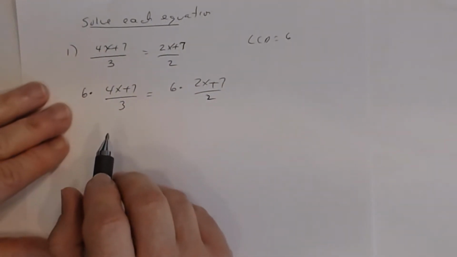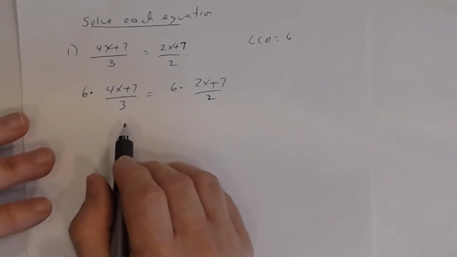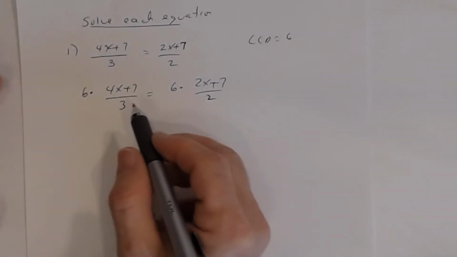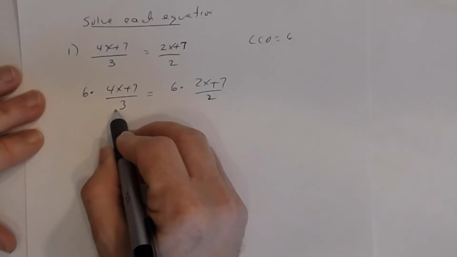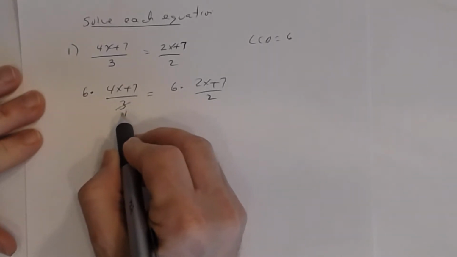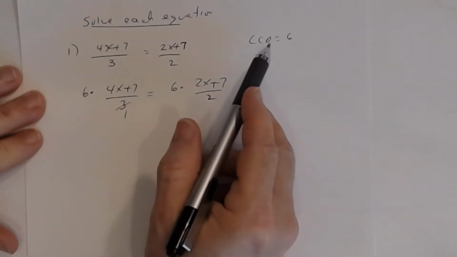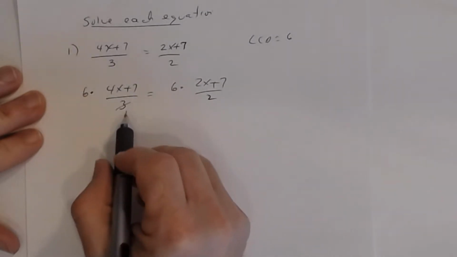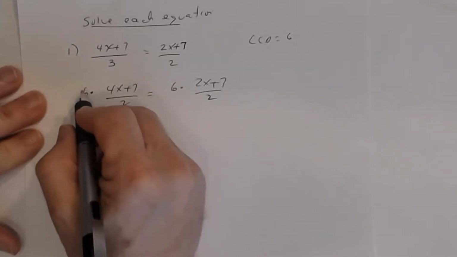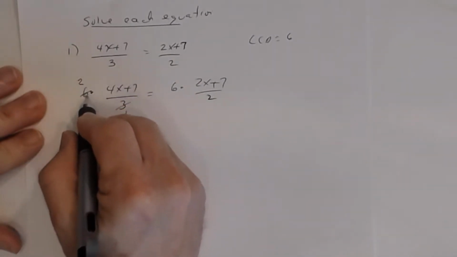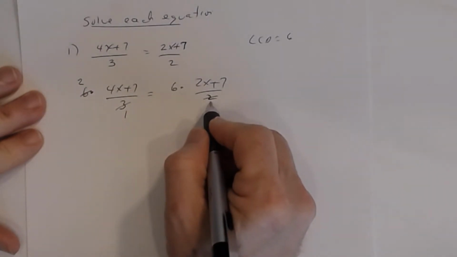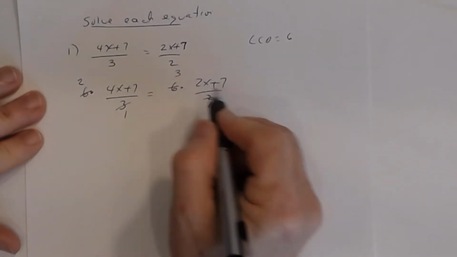Now, the next step is to remove any grouping symbol or reduce. So I can reduce here. 3 into 3 is 1. Remember that you wanted that 1, right? The whole purpose of multiplying by the LCD is to get this denominator to be a 1. 3 into 3 is 1. 3 into 6 is 2. 2 into 2 is 1. 2 into 6 is 3.